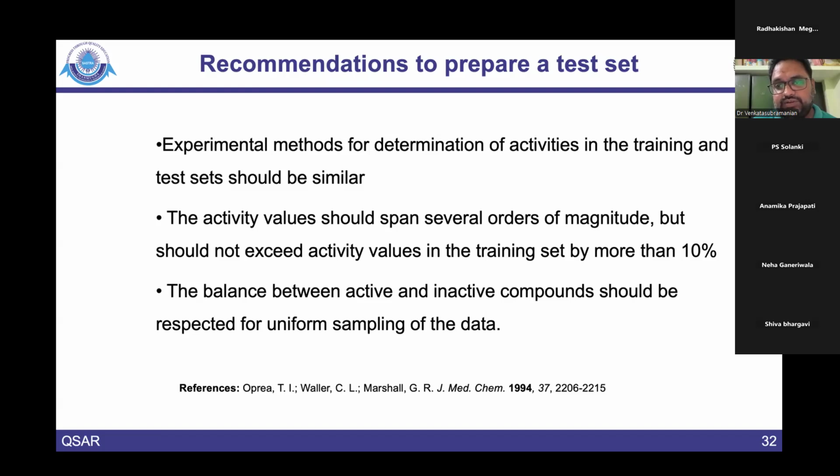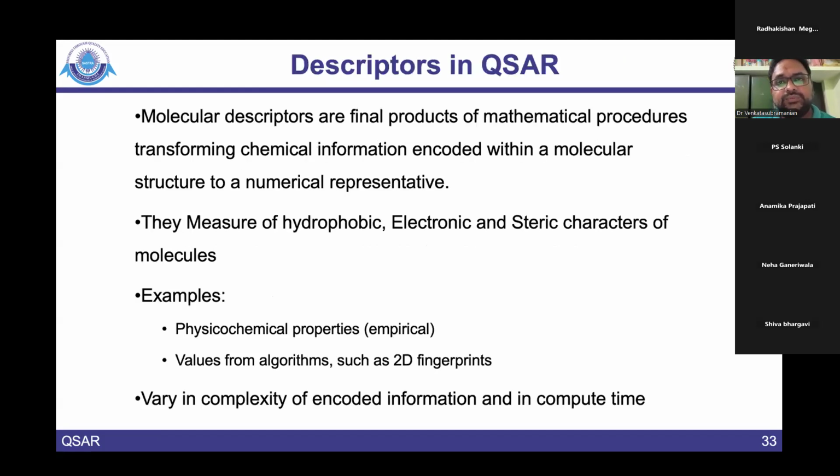So we have to make sure that we have samples kept for all types of activity: inactive, moderately active, and highly active, so that your model should be able to predict them correctly. If you keep all of them active, the accuracy may not be predicted. Okay, so we are going to look at some examples for the descriptors.